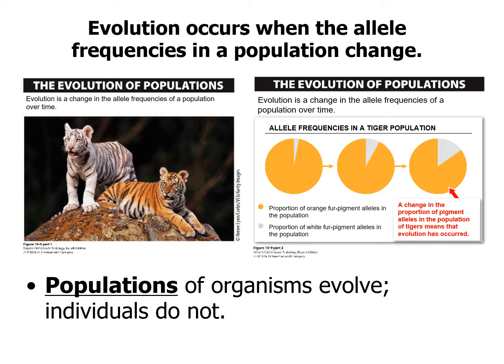And then just because we keep saying this term population, here's a little definition of it. Populations of organisms evolve, individuals do not, and populations are just groups of animals. This can be like a whole species. It could also just be referring to a particular group in a particular area.